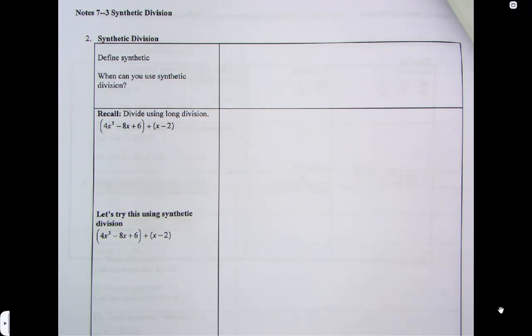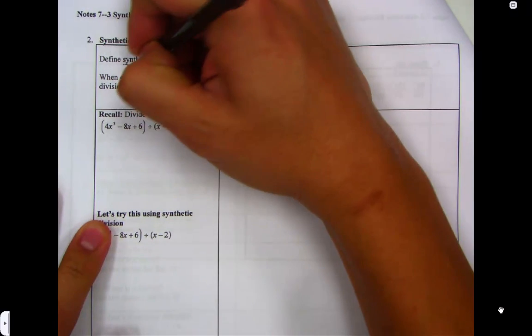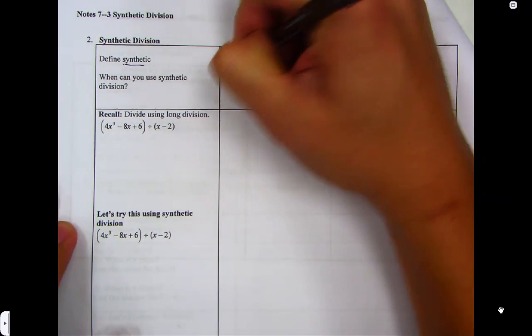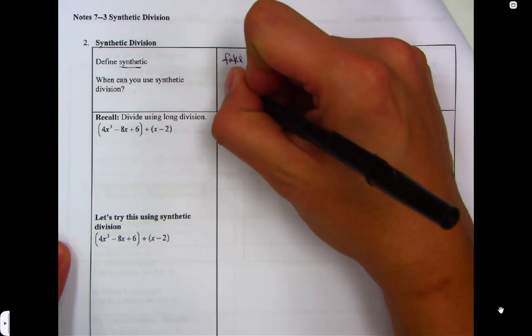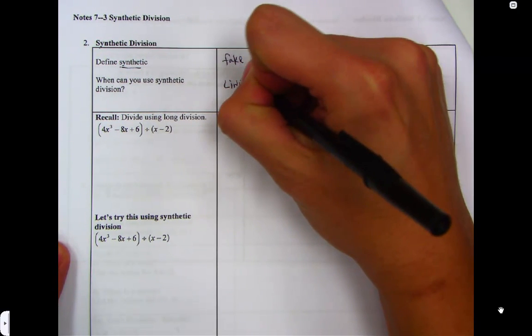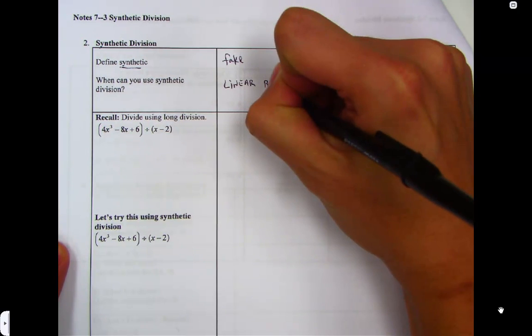Note 7.3, synthetic division. Define synthetic. Synthetic means fake. So today we're going to learn how to divide using a fake way. When can you use synthetic division? When you divide by a linear binomial.